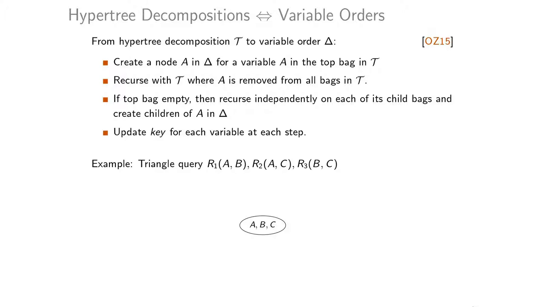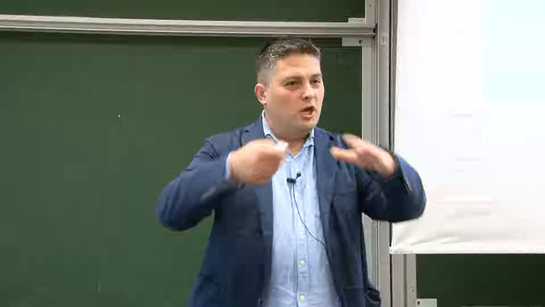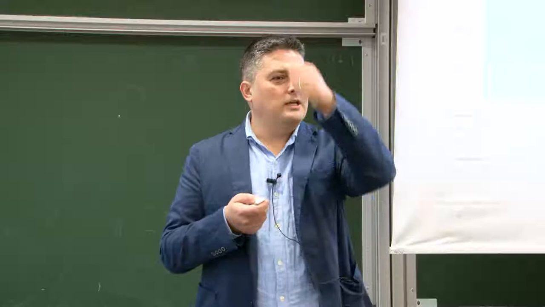Now, let us look the other way around. So from hypertree decompositions to variable orders. So what we do is as follows. We create a node A in delta for a variable A in the top bag of our hypertree decomposition. So we have a hypertree decomposition, which is a tree. We look at the top. We say, let me take a variable from it. I take the variable, this is the root of my variable order, and I recurse with the rest.